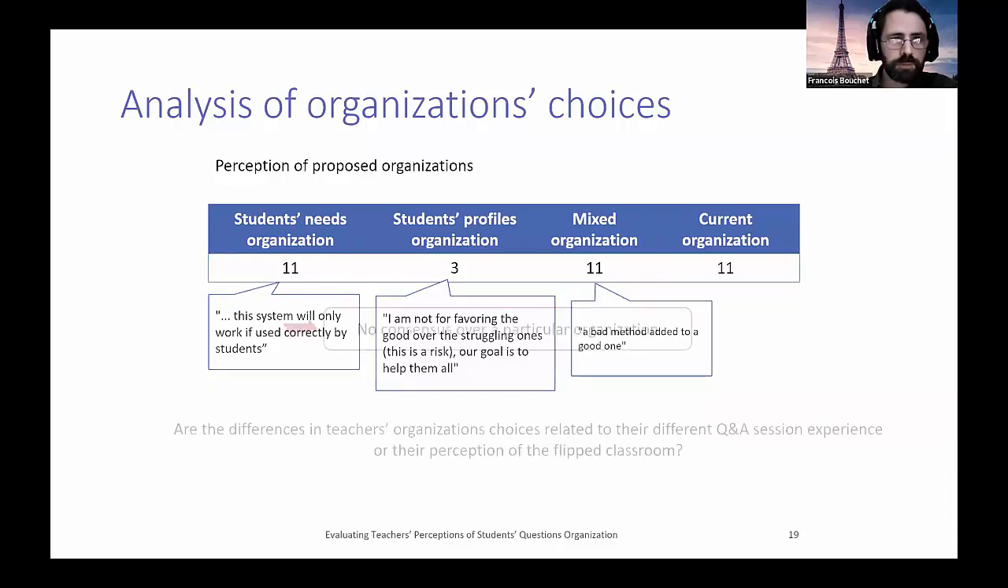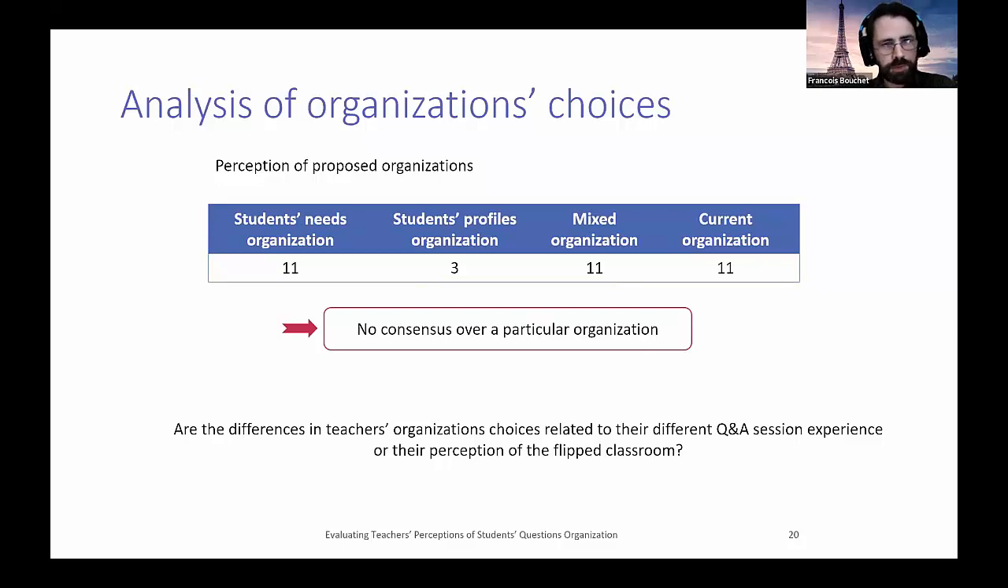So if we go on, we see that there is no consensus over a particular organization, and that raises a new kind of question. Why is there no consensus, or should we expect a consensus in the first place? Since we had information about the diversity of profile between the teachers, we wondered if maybe this somehow explained why some teachers preferred a type of organization over another one.